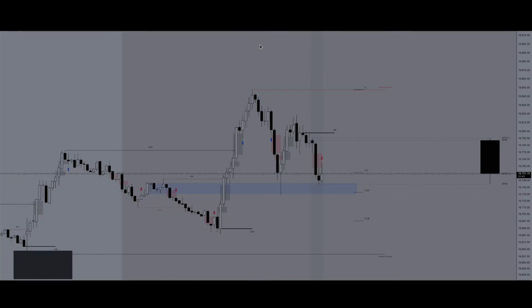Nice rejection. I want to see some more confirmation that we are going to be continuing downward. My guy's already in shorts. Yeah, he was already in shorts, so super cool. I personally don't see my setup present itself yet. We just need some more confirmation in order for us to be able to get exactly what we need. Microstructure shift, super cool. It's really good.